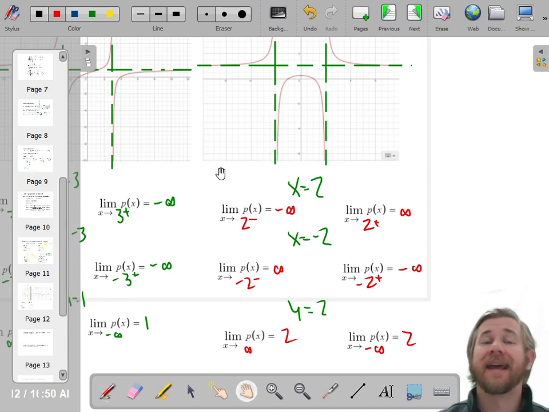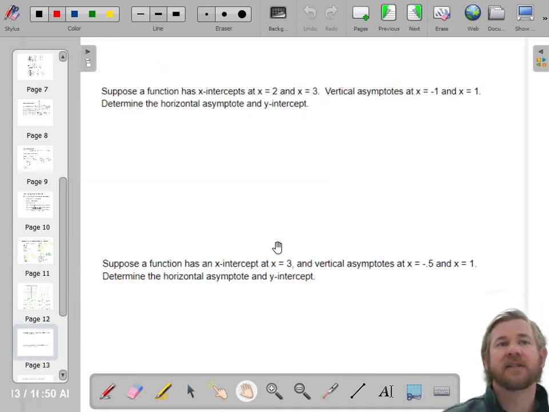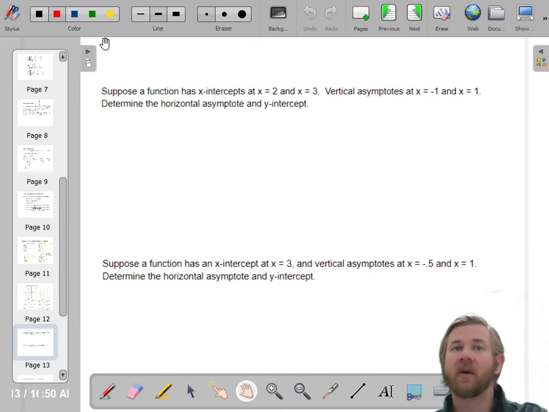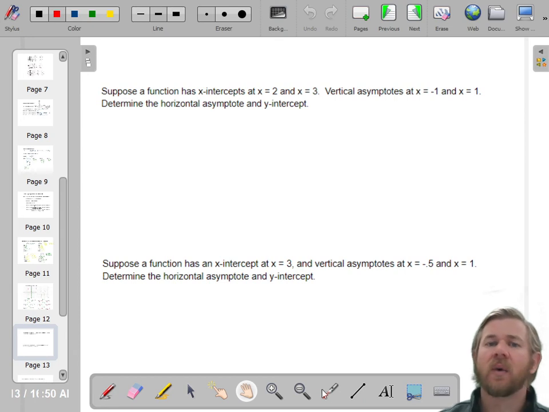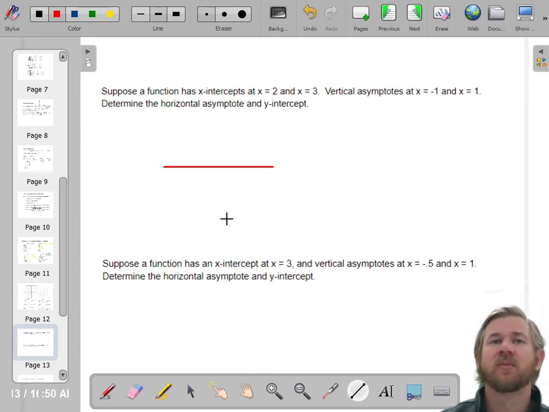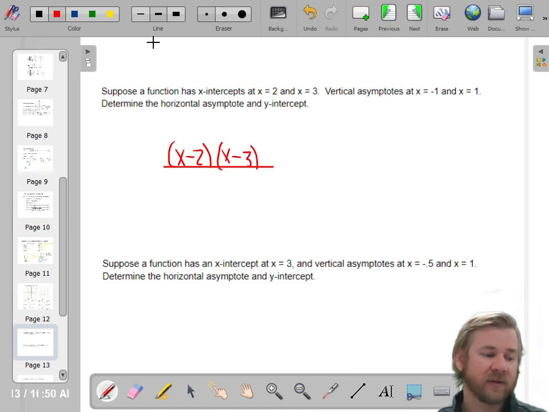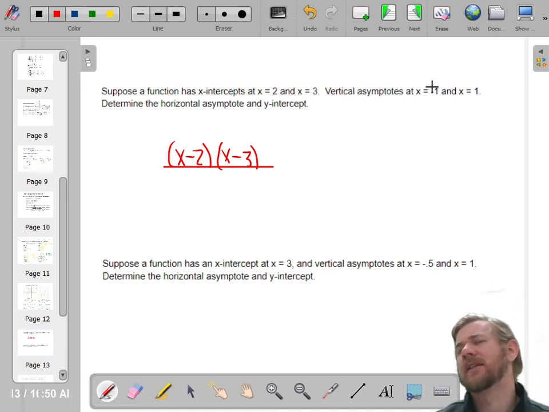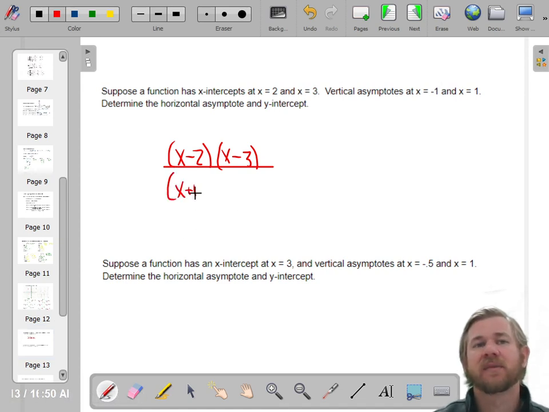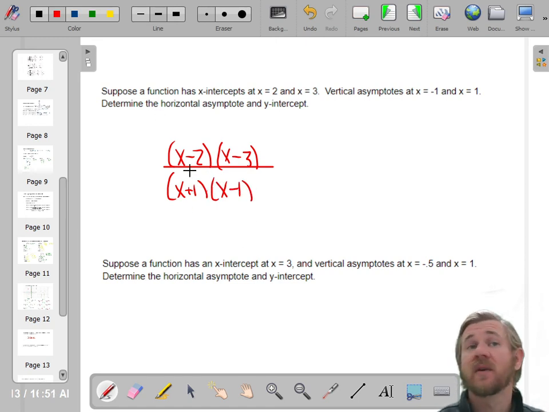All right, so we've done end behavior now. Last thing we're going to do is create a function based on what we know. So this says, suppose the function has x-intercepts at 2 and at 3. Well, how do you get x-intercepts? That's when the numerator equals 0. So if a 0 of the numerator is 2, then a factor would be x minus 2. And if there's a 0 at 3, then x minus 3 as well. So in the top, I have x minus 2, x minus 3. In the denominator, it says vertical asymptotes are at negative 1 and 1. So that'd be x plus 1 and x minus 1. If I want these zeros of the denominator to be 1 and negative 1, those are factors.